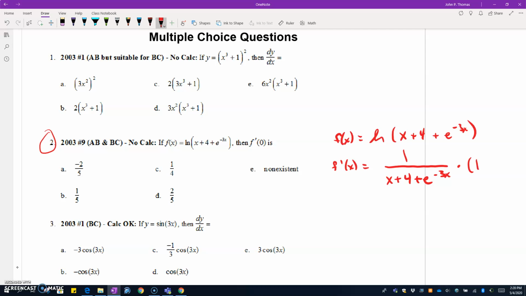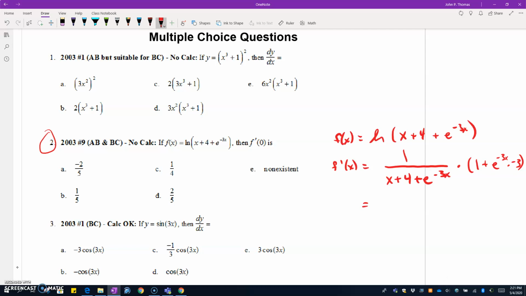And then the derivative of e to the negative 3x is actually another chain rule. So we have e to the negative 3x times negative 3. Alright, derivative of the outside is the e to the x, evaluated at the inside, that's the negative 3x, times the derivative of the inside, that's the negative 3.